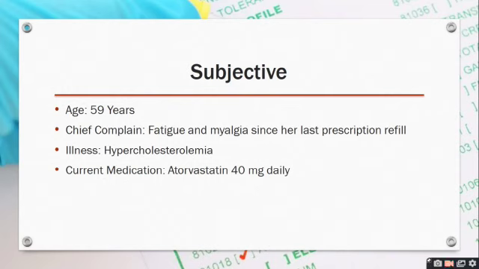As I told you, in the subjective we have to state the main complaint the patient is reporting, the medicine the patient is taking, the illness, age and weight, etc. In this case study, the age of the patient is 59 years and her chief complaint is fatigue and myalgia since her last prescription refill. That is because she is taking an 80 milligram tablet instead of 40 milligram. The illness for which she is taking the medicine is hypercholesterolemia, and the medicine is atorvastatin 40 mg daily.